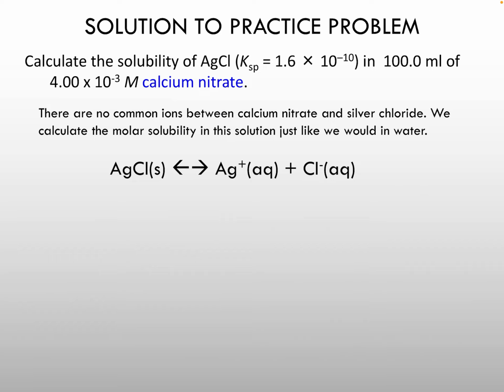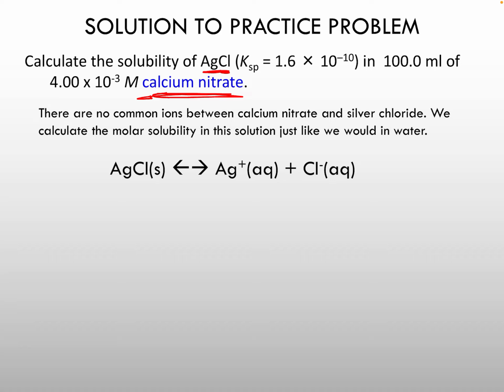All right, the next one, I like this problem. It says calculate the solubility of silver chloride in calcium nitrate. And so you're probably working through this problem and you're like, I don't know what to do. Or you may have caught it. There is no common ion here. Nothing in calcium nitrate is showing up in silver chloride. This is not a common ion problem.